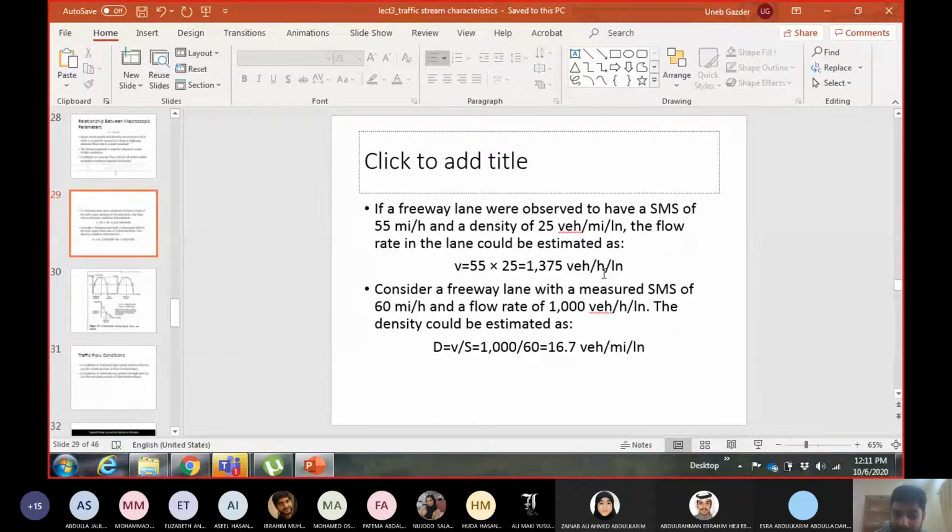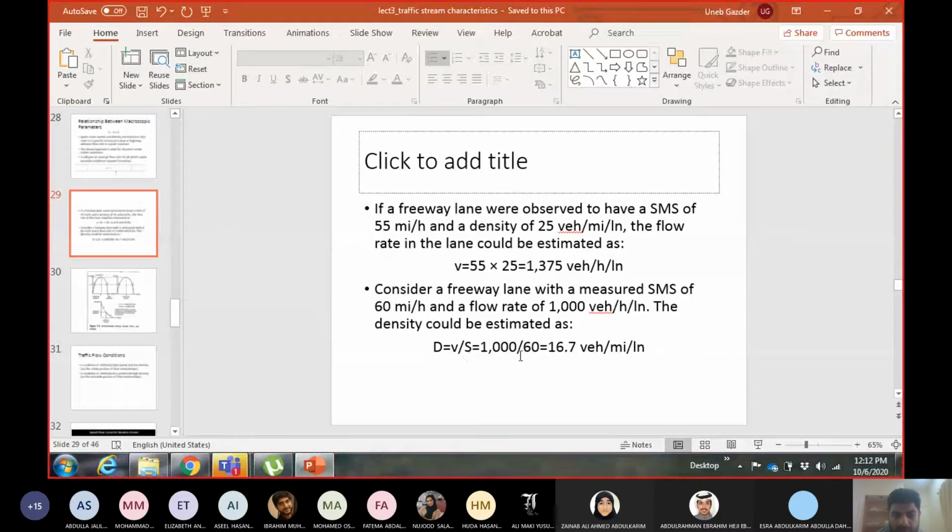Why per lane? Because the density is per lane, and it is given that the measurements are taken from one lane. So it's vehicles per hour per lane. Another example, we have space mean speed 60 miles per hour and the flow rate 1000 vehicles per hour per lane. Okay, and this is how it normally happens. I told you in the last lecture as well, density is difficult to measure. So normally we measure flow and speed. This is what they are doing in the second example. So flow and speed are measured. Okay, so you have the S and you have the V. You want D. Okay, so if V equals S into D, then D equals V upon S.